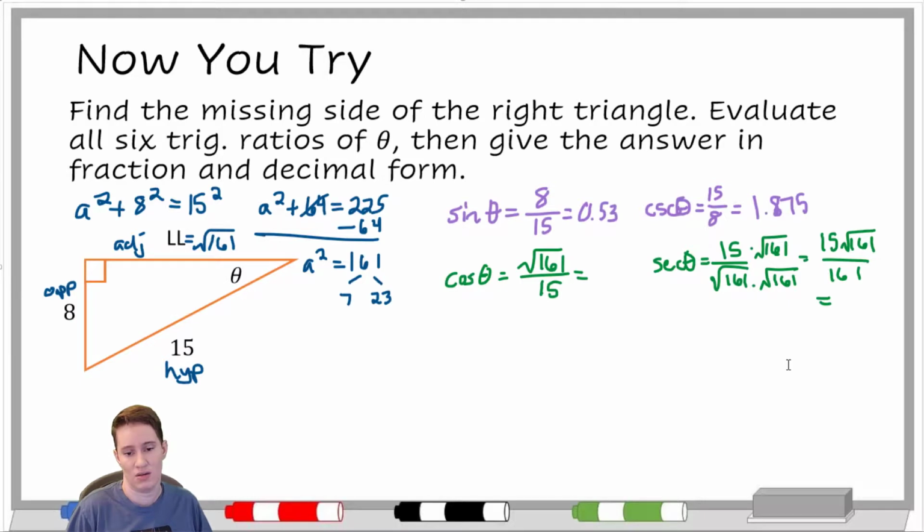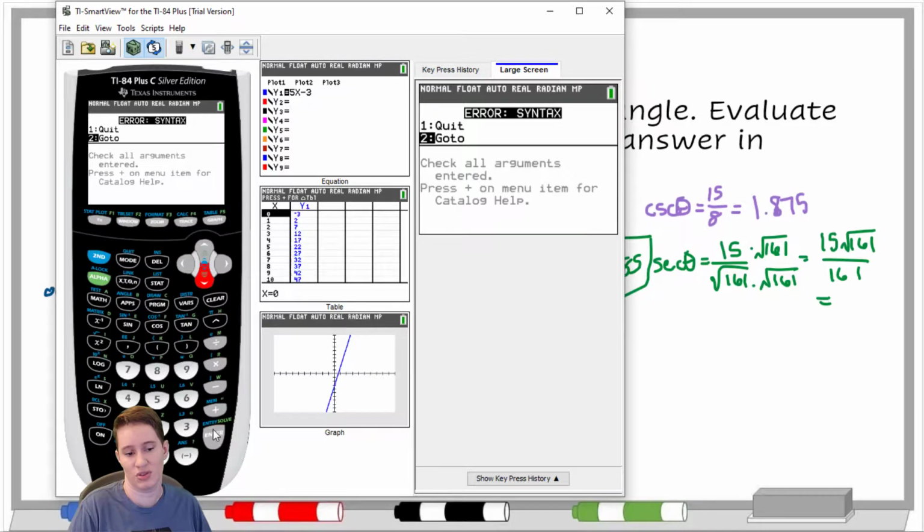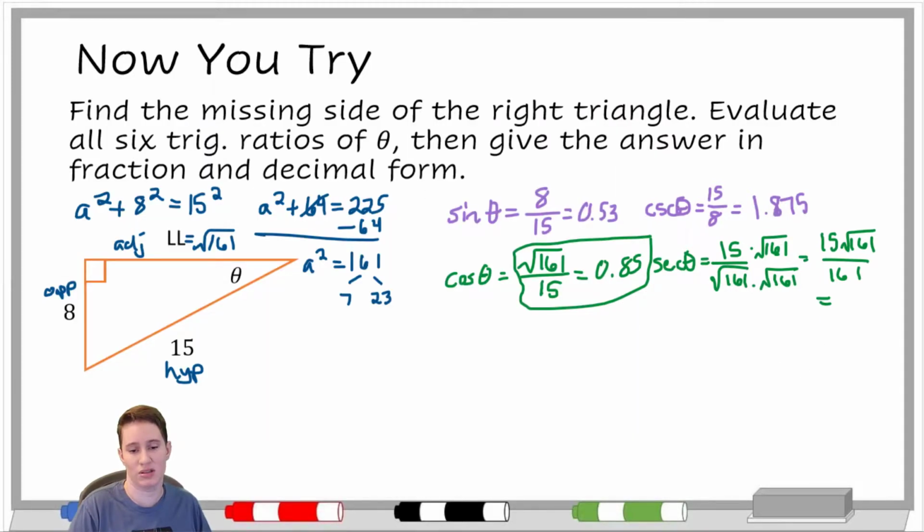0.85 for this first one. Box that so we can see it better. And then 15 times square root 161 over 161. This would be a bit more difficult to do on your phone calculator, just as a by the way sort of a thing. I keep forgetting what this decimal is, 1.18.